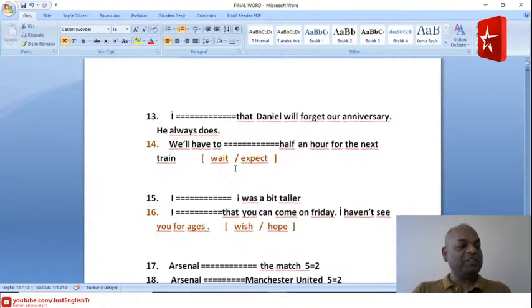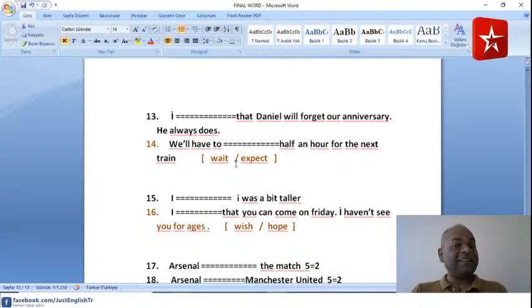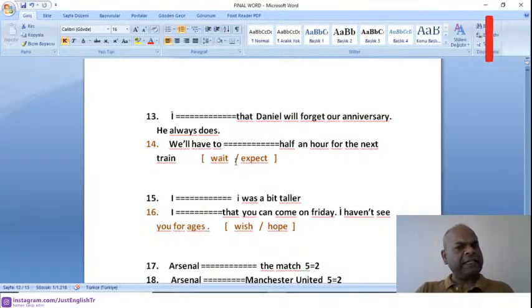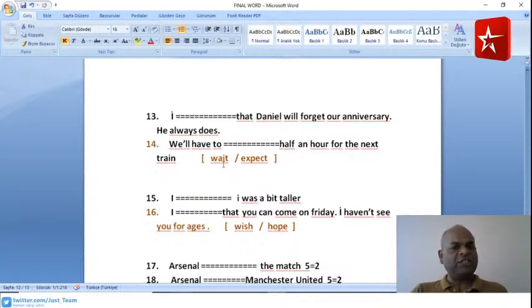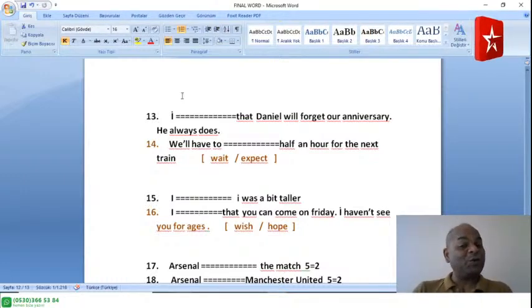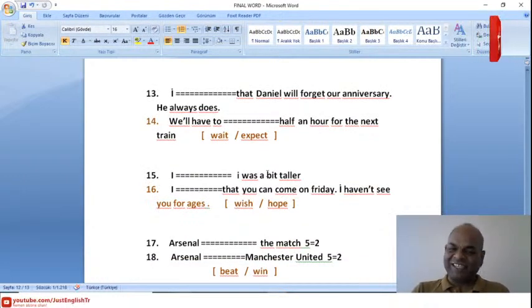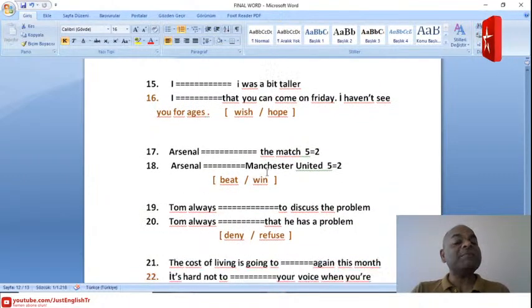Saliha says expect, very good. Tessin says expect, good job. And Saliha says 14 is wait, well done, that's great. And Najat says 13 is expect, very good. Your answer is 13 is expect and 14 is going to be wait. That's a great one. Let's go to number 15 and 16, guys.